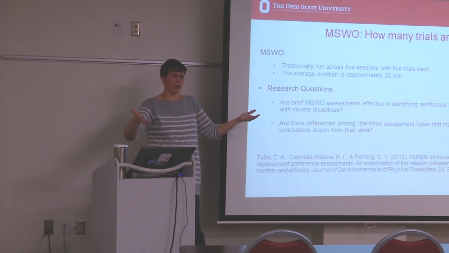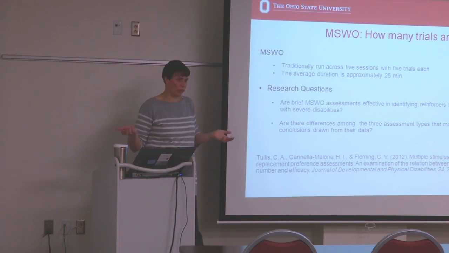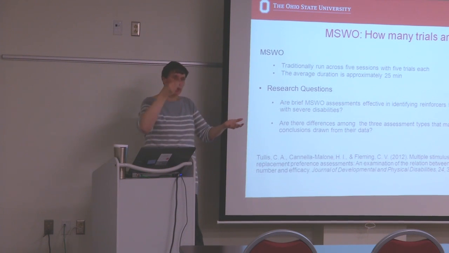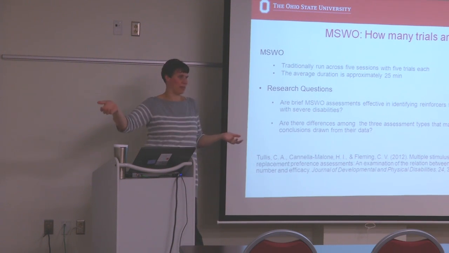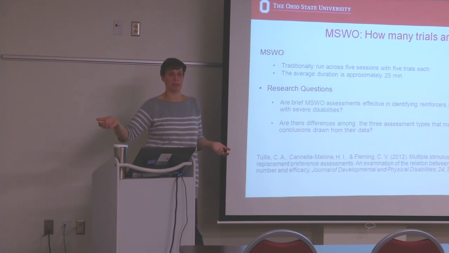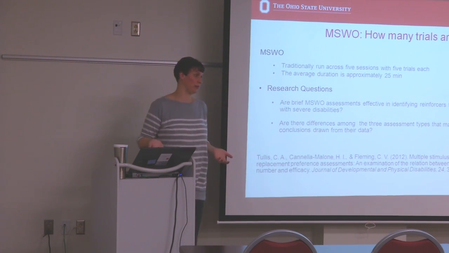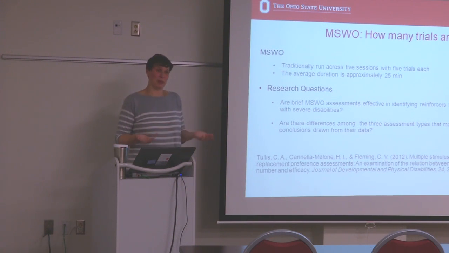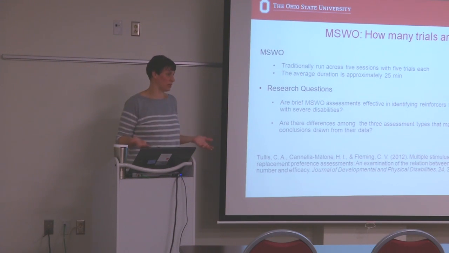Okay, so the way this assessment works is you would lay out an array. Usually it's 5 to 6, but it could be up to 12. You lay out this array, you say pick one, the student takes one, they play with it, they eat it, whatever. You rearrange the array, you lay it out again, you say pick one, and you just carry on until all of the items have been selected or the student stops responding. Okay, very simple. And the average duration is about 25 minutes, not super long.